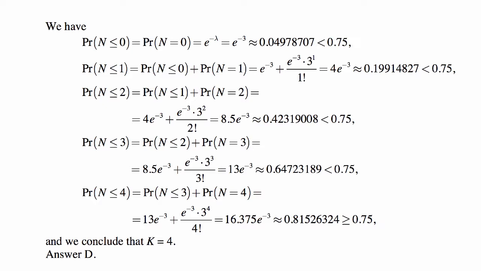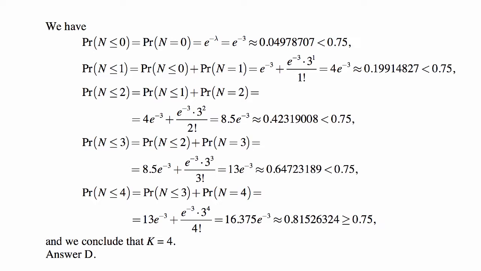For the probability that N is less than or equal to 3, it's the previously calculated probability that N is less than or equal to 2 plus the probability that N is 3, which is e to the negative 3 times 3 cubed divided by 3 factorial. Altogether with 8.5 e to the negative 3, this is 13 times e to the negative 3, or roughly 13 times the 0.05 that we calculated in the first part. So it's just under 0.65.